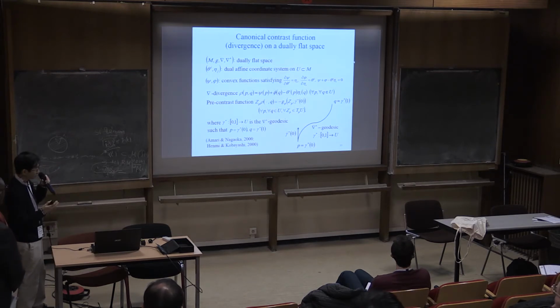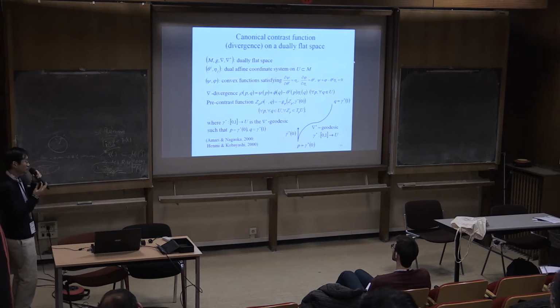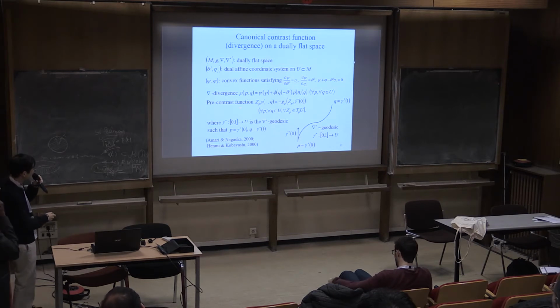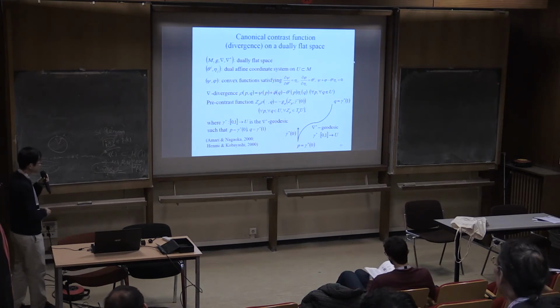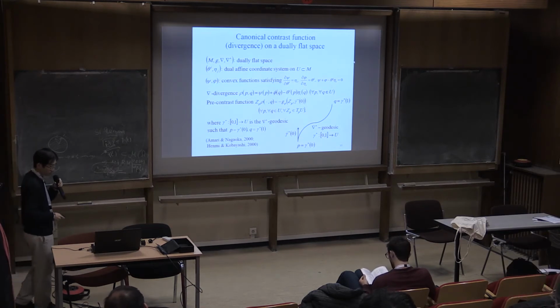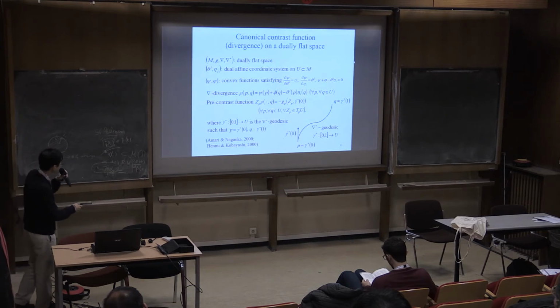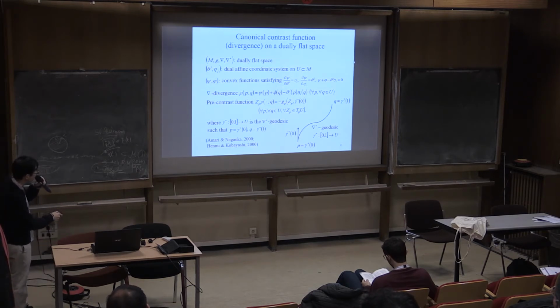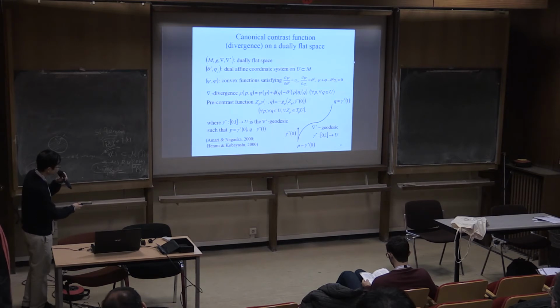Now, in information geometry, in the dually flat space, we can define the canonical divergence, the nabla divergence, using the dual affine coordinates like this. This divergence can be expressed in terms of the dual affine coordinates, and by taking the first derivative of this function, we obtain the pre-contrast function. But the pre-contrast function can also be written in a coordinate-free form like this.